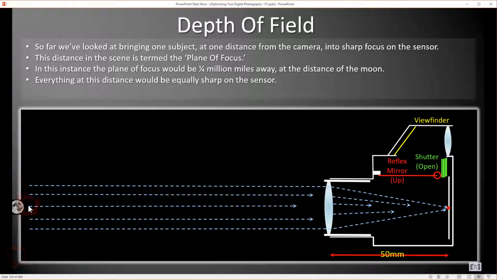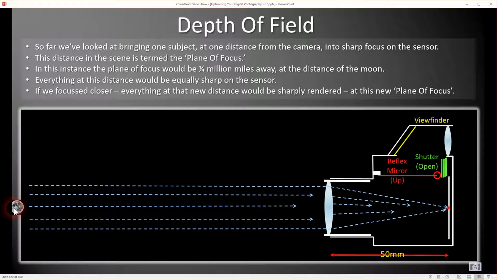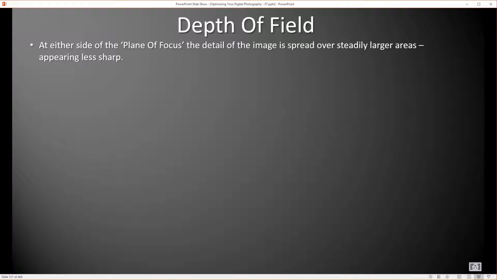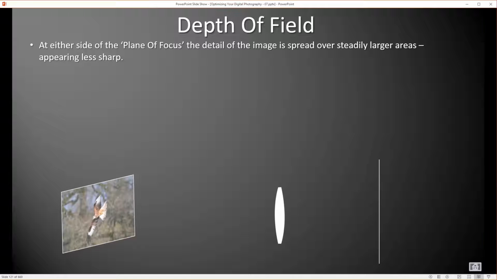So everything, whether the moon was up here or something else was at that distance, it would appear equally sharp as the moon does. Now if we focus closer, everything at that new focusing distance would be rendered equally sharp, and that would now be termed the plane of focus. Now at either side of that plane of focus, the detail of the image is spread out over steadily larger areas, appearing less sharp.